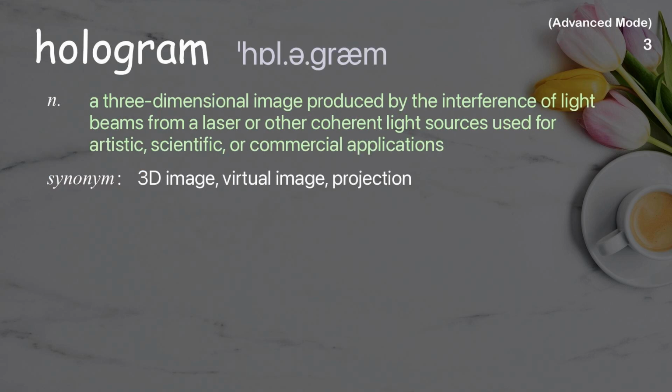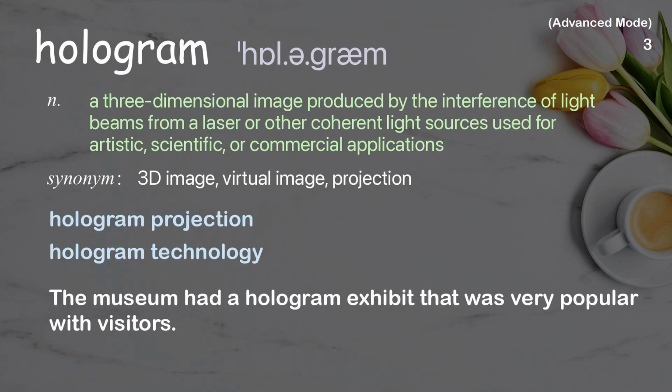Hologram. A three-dimensional image produced by the interference of light beams from a laser or other coherent light sources, used for artistic, scientific, or commercial applications. Examples: Hologram projection. Hologram technology. The museum had a hologram exhibit that was very popular with visitors.